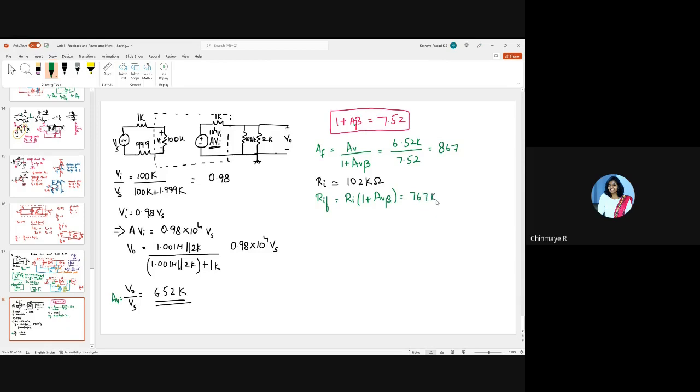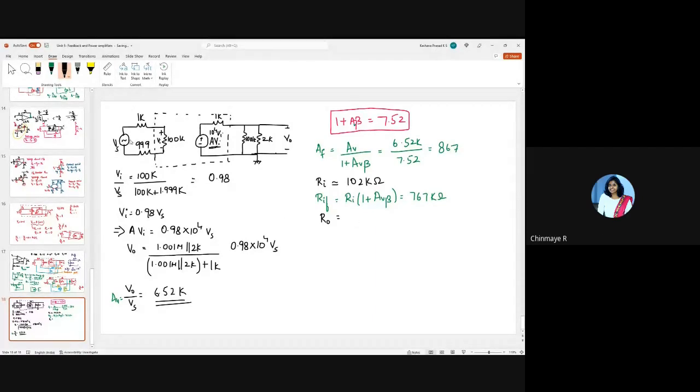Okay, 767 kilo ohms. Similarly, now we'll calculate the output impedance of the open loop amplifier. We cannot actually separate the load here from the output impedance because there is feedback, right? So we'll calculate it with the load now and then separate the load at the end. Okay, so now can you tell me what's RO, the output impedance of the open loop amplifier with the load impedance 2K? You consider even the load impedance 2K. Okay, how do you calculate that?